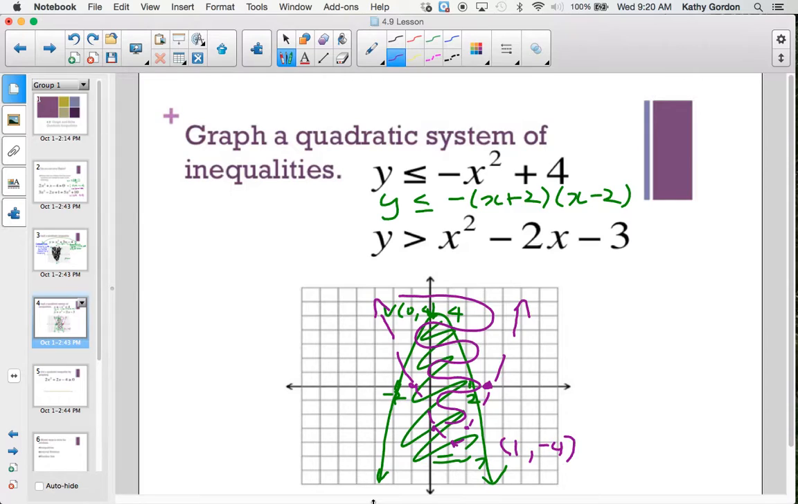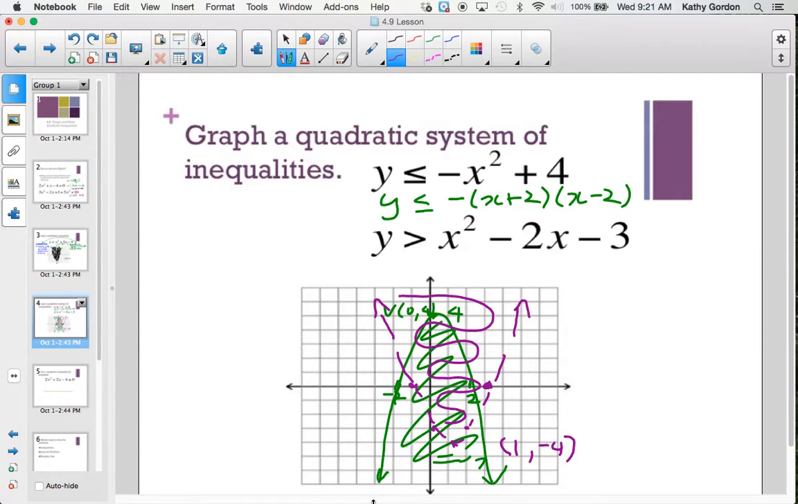So what do you think? Do you agree with that one? It's got 1, -4 as the vertex, opening up. So what do you think? You good with it?